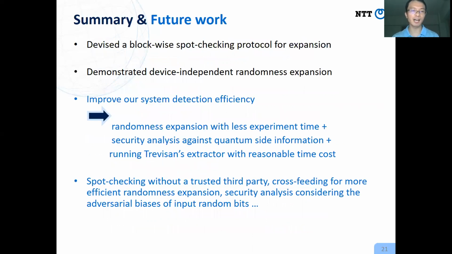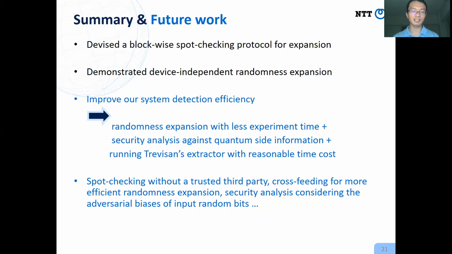With this, I would like to conclude my talk. We devised a block-wise spot checking protocol for randomness expansion. We also demonstrated this randomness expansion with a loophole-free Bell test configuration. In the future, we would like to improve our system efficiency. These improvements will bring several benefits for us. The first one is we can reduce the time cost for randomness expansion. The second one is we can upgrade the security analysis.